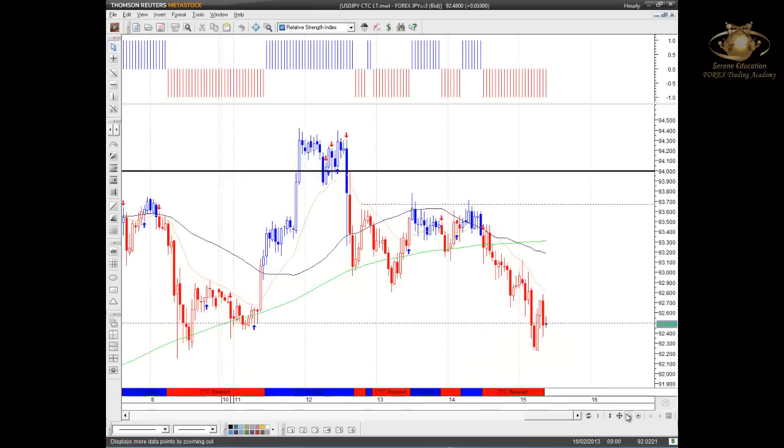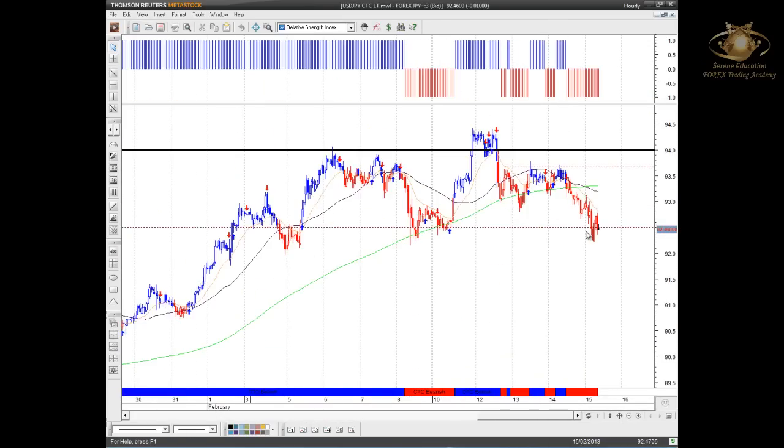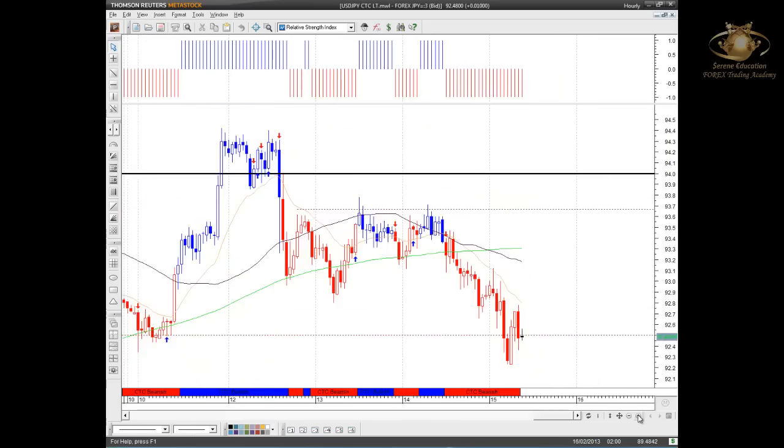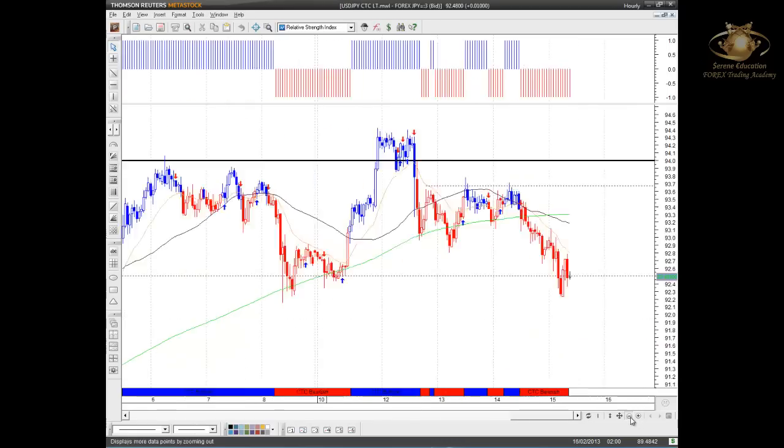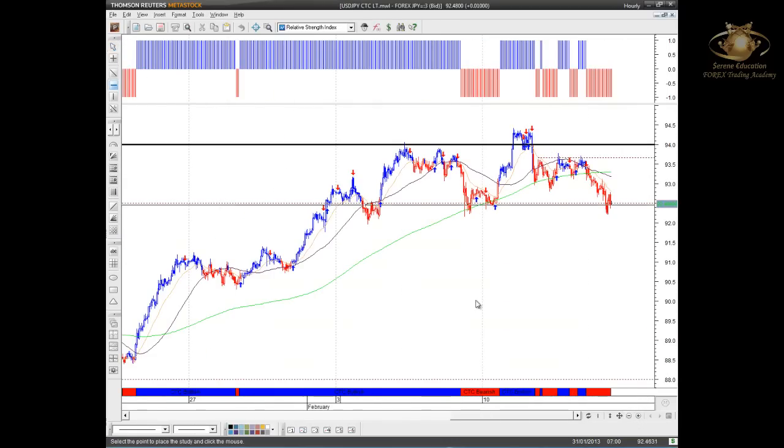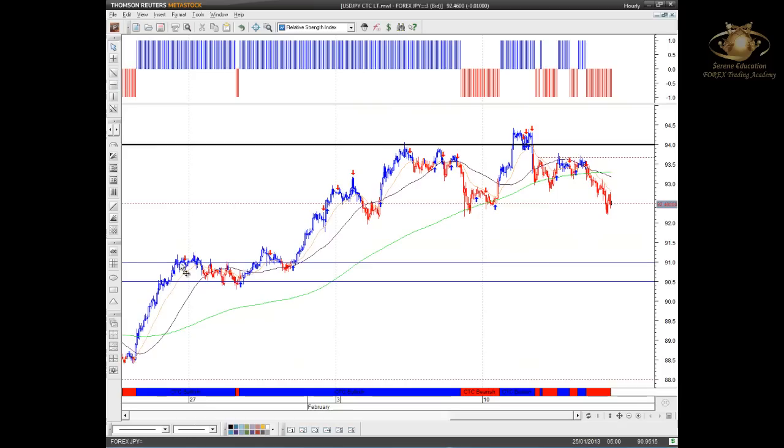So on our hourly, let's wait for a nice juicy bearish engulfing candle, and then look to capitalize to the downside near term towards those areas at 90.50 or 91. You can quite clearly see that consolidative range here between these two areas.